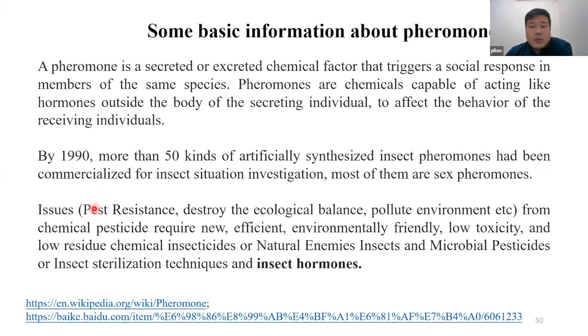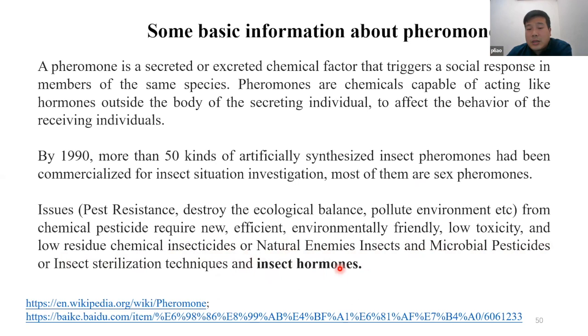So we should be aware that for the chemical pesticides, there are some issues. For example, they could cause pest resistance. They destroy the ecological balance. They can also pollute the environment. So these issues require new efficient, environmentally friendly, non-toxic, no residual chemical insecticides, natural enemy insects, and microbial pesticides. Also insect sterilization techniques and the insect hormones. So in this topic, we want to talk a little bit more about this one.